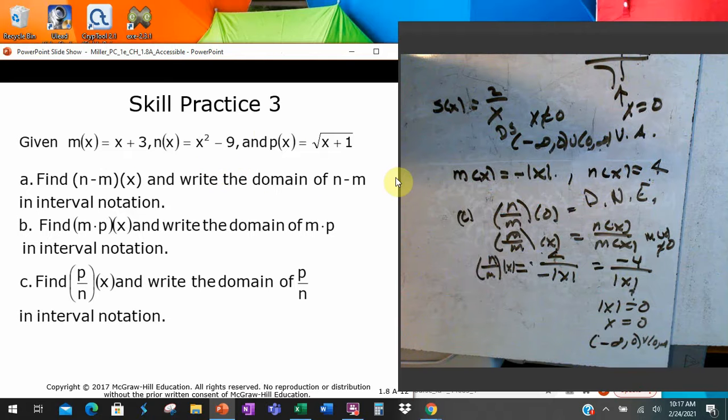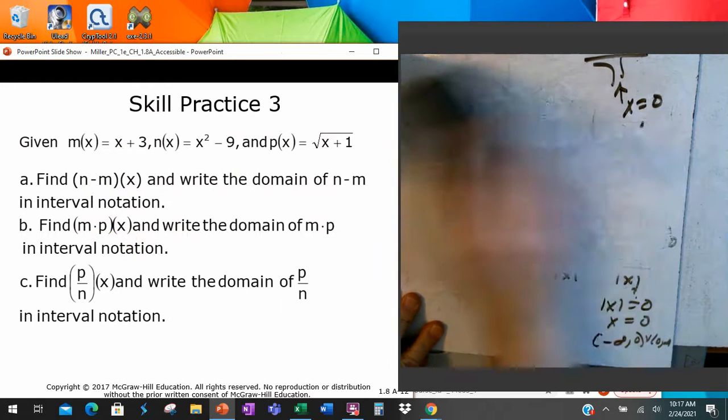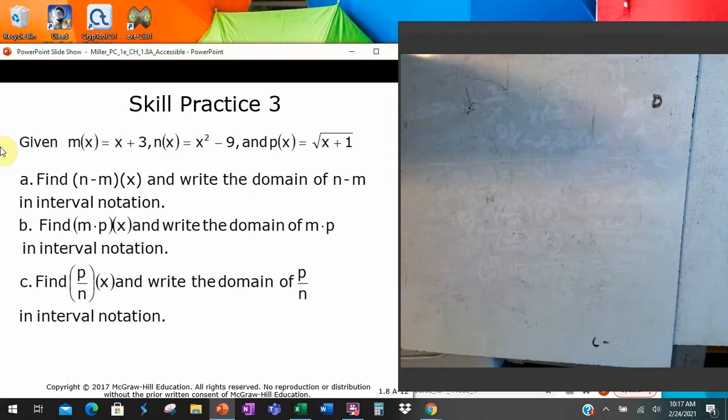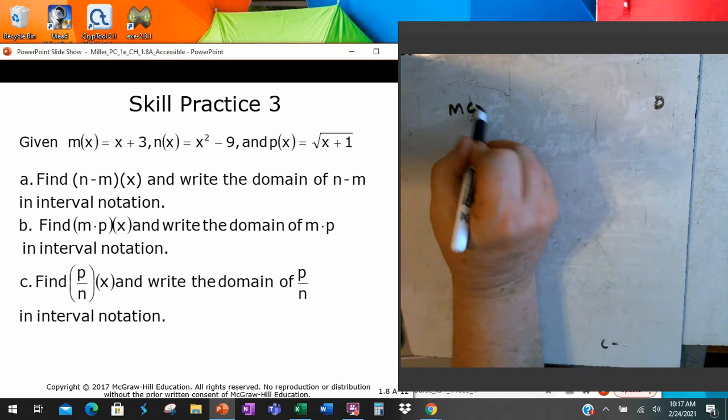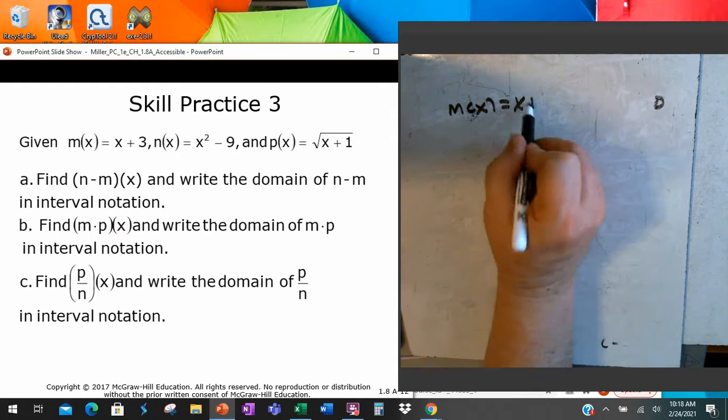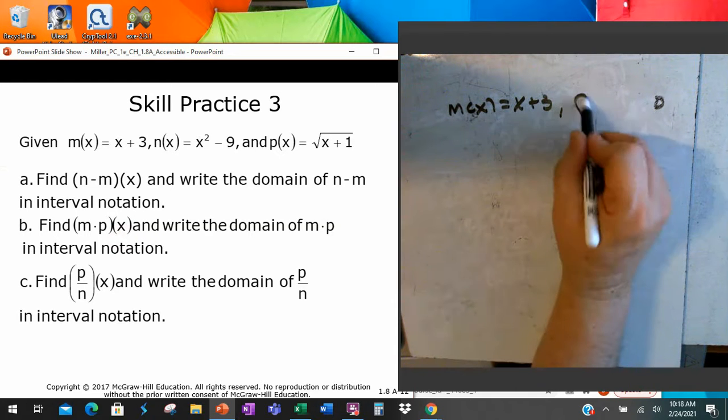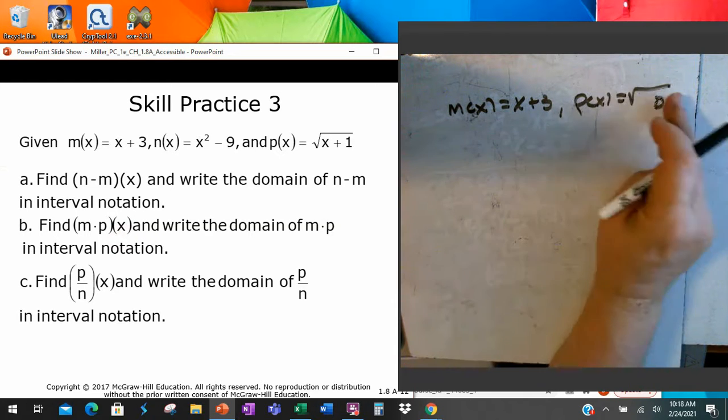So let me see, we've done that one. Here's the P. Maybe this is the one that just got out of thing. That was the P. Let's do a couple of these things, because I want to kind of cover a couple of things. So here's m of x, x plus 3. Here was p of x, square root of x plus 1.